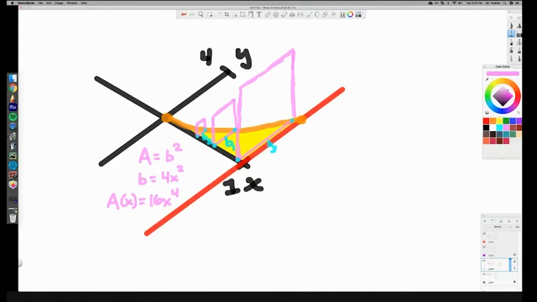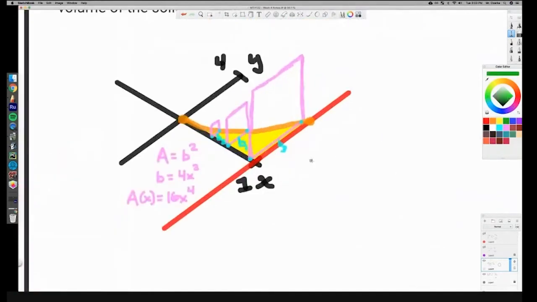Let's go with green. Okay, so we're going to do the volume. The volume is equal to, there's no pi. I was going to write pi. That's embarrassing. We're not doing anything rotationally.